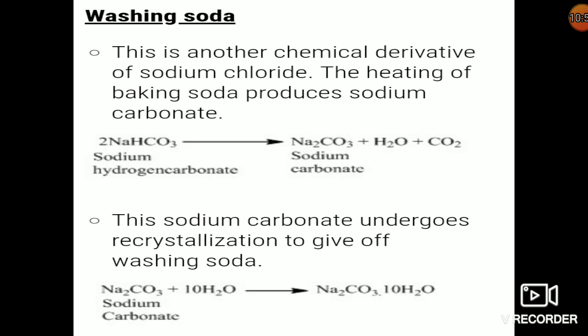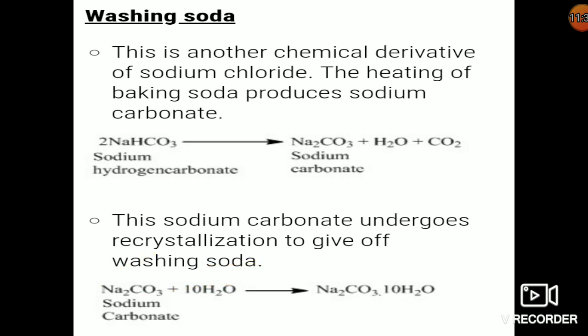Now if we take the baking soda and heat it, this is a common reaction we just studied: sodium carbonate, water and carbon dioxide are produced. Now if you recrystallize this sodium carbonate, that means you heat it with water and let it crystallize, some water molecules get trapped in the crystal, and this results in the formation of washing soda. So sodium hydrogen carbonate, when heated, gives sodium carbonate, water and carbon dioxide. This on recrystallization forms washing soda.